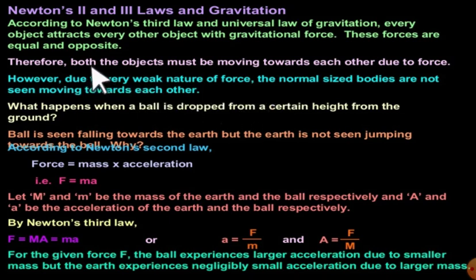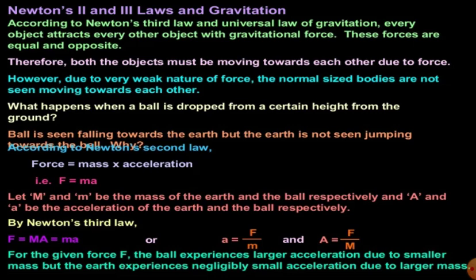Therefore both objects must be moving toward each other due to the force as they are attracting. However, due to the very weak nature of the force, normal sized bodies are not seen moving toward each other. As the masses of the two objects are small, we will not see them moving toward each other. When a ball is dropped from a certain height, you will see the ball falling toward the earth, but you will never see the earth flying toward the ball. Why is it so? Now I will give you the reason.